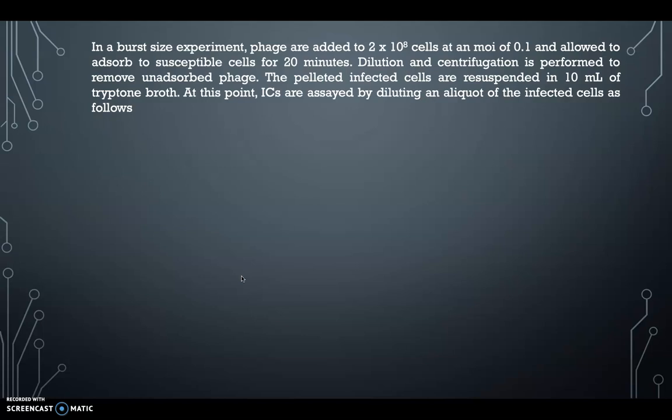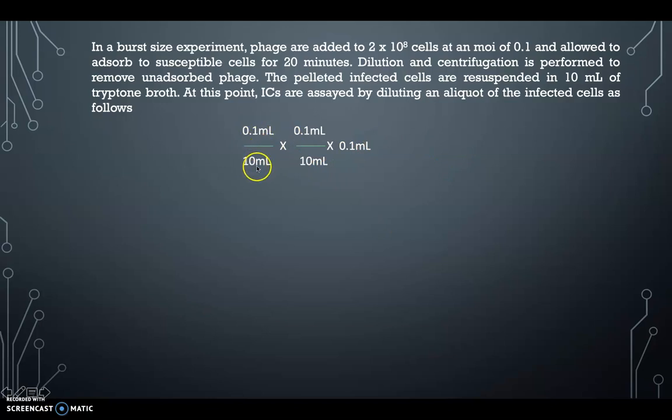In a burst size experiment, phages are added to 2 × 10^8 cells at an MOI of 0.1 and allowed to adsorb to susceptible cells for 20 minutes. Dilution and centrifugation is performed to remove the unadsorbed phage. The pelleted infected cells are resuspended in 10 ml of tryptone broth. At this point, the ICs are assayed by diluting an aliquot of infected cells as follows. In the last video itself I have given the explanation about this.